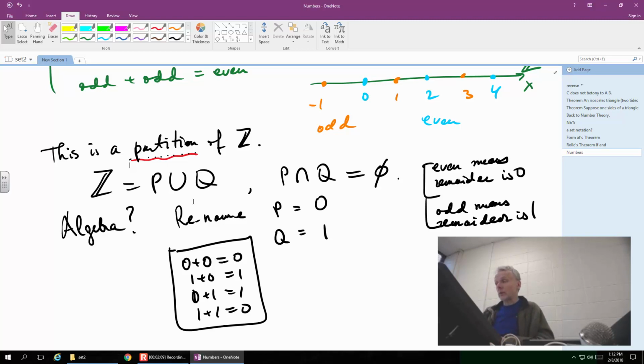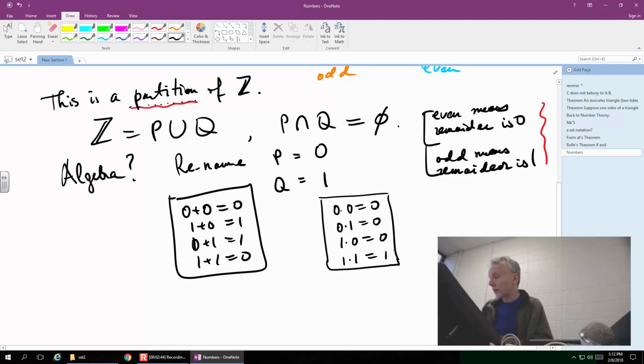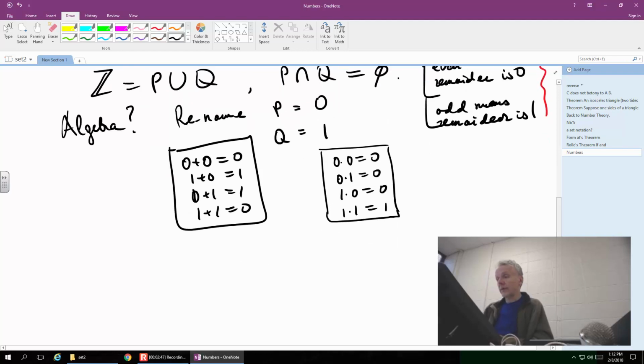So what we're trying to say here is that we're talking about altogether all the numbers that are even or all the numbers that are odd. Okay, and then we have algebra on the two sets that partition the integers. So addition, then the multiplication works out similarly. So 0 times 0 is 0, 0 times 1 is 0, 1 times 0 is 0, and 1 times 1 is 1. Okay, so furthermore, you can arrange them in an addition table and a multiplication table just to confirm that we have covered everything.